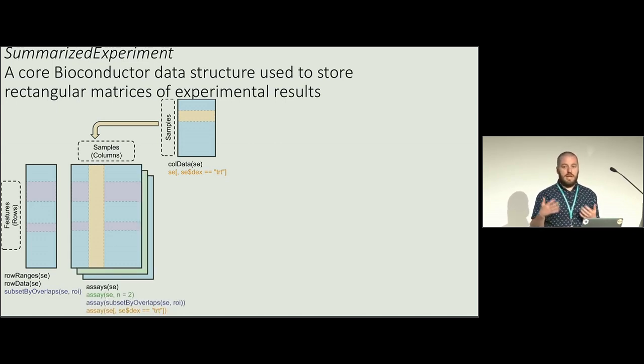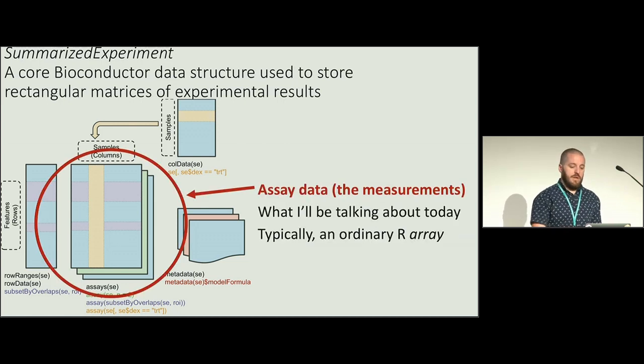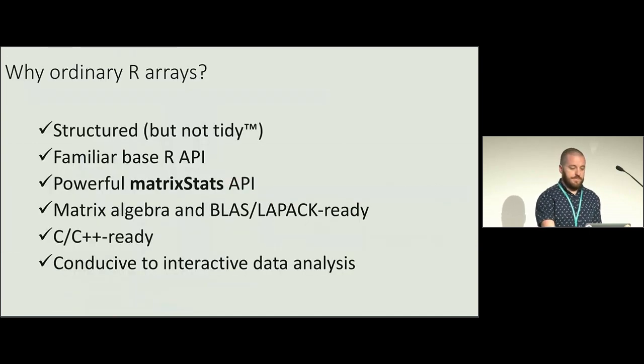You might have more than one assay. So the assay is the actual thing you measure in your experiment. You might have multiple assays, which is common, for instance, in DNA methylation. And then you might just have some top-level metadata about the experiment, like who ran it, how many batches there were, things like that. What I'm going to talk about today is the assay data, so the actual measurements. And typically, these are just stored as an ordinary R array, or a matrix if you've got a two-dimensional version.